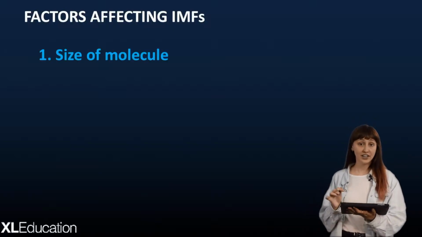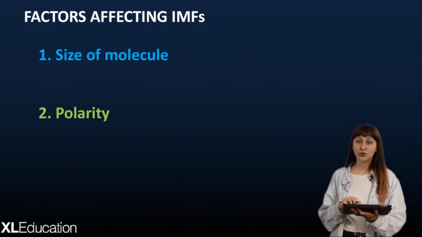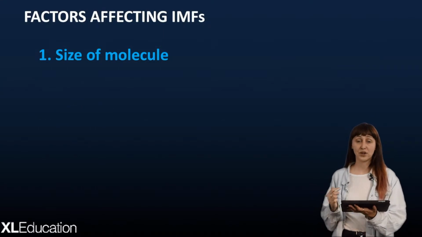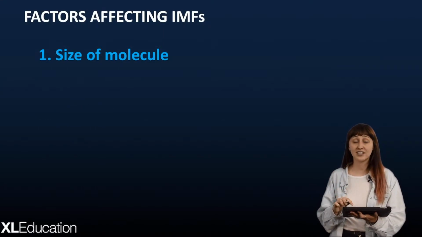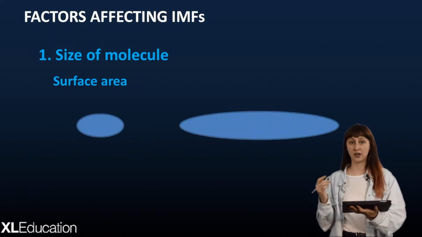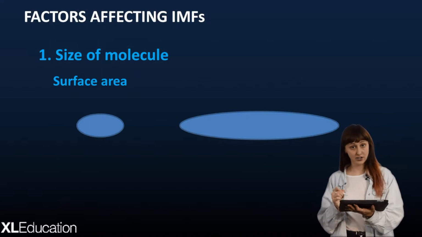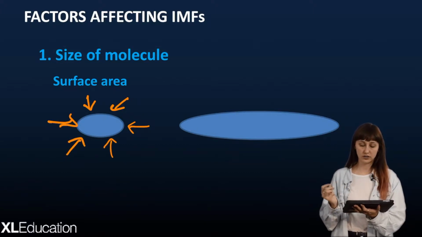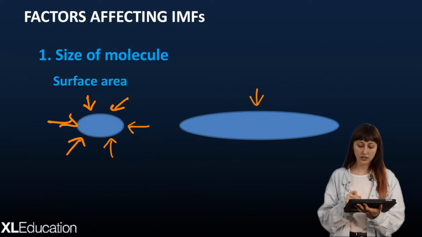Okay, so what are the factors that affect the strength of intermolecular forces? Well, there are two. Firstly, the size of a molecule, and two, the polarity of a molecule. Let's start by looking at the size of a molecule. More importantly, what we're actually concerned with is the surface area of a molecule. So let's imagine these two blobs are two molecules. We have a smaller one and a larger one. The smaller molecule has sites all around it that it can interact with other molecules. But the larger molecule has way more sites that it can interact with other molecules.